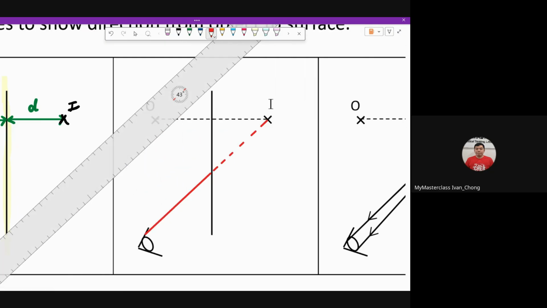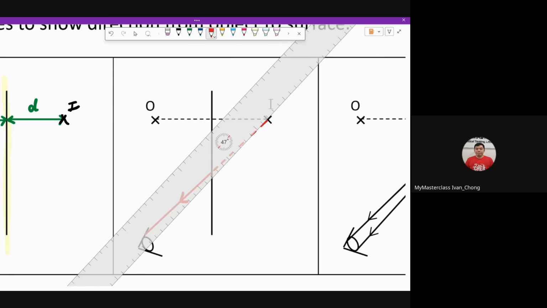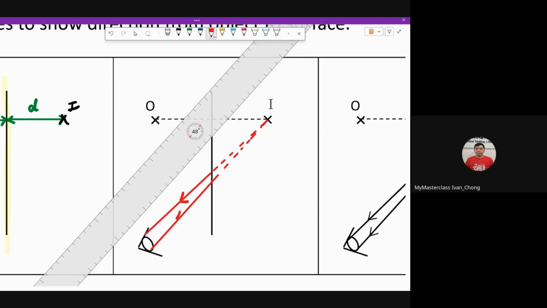So put an arrow here. Do the same for the other side, all the way to the bottom part of your eye. So do the same step here. Dotted lines. Once you touch the mirror, solid lines down, arrows.